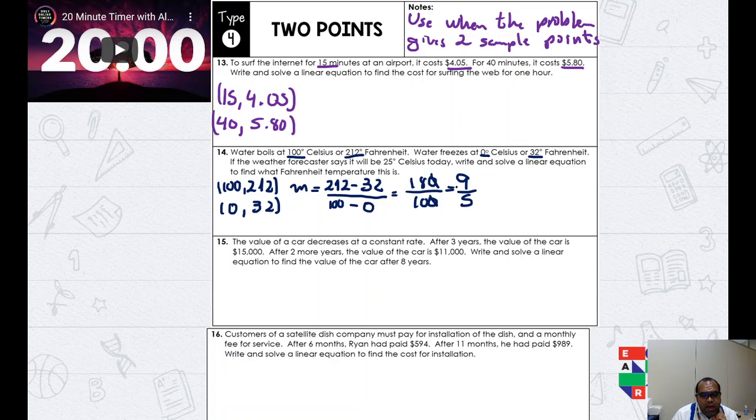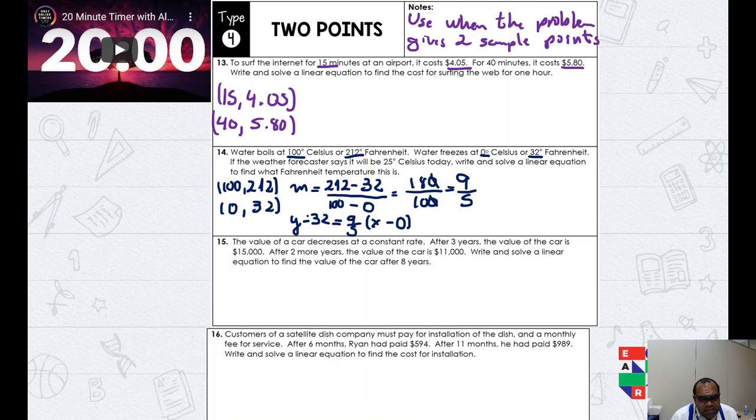9/5. And right now, let's write our equation. Guys, we have this point over here. y minus 32, I use x and y number 2, because it is easy. You have a 0 over here. y minus 32 equals m, my m is 9 over 5, times my x minus my x2, which is 0. As I told you guys, when I have a 0, I prefer to use it because it's easier.